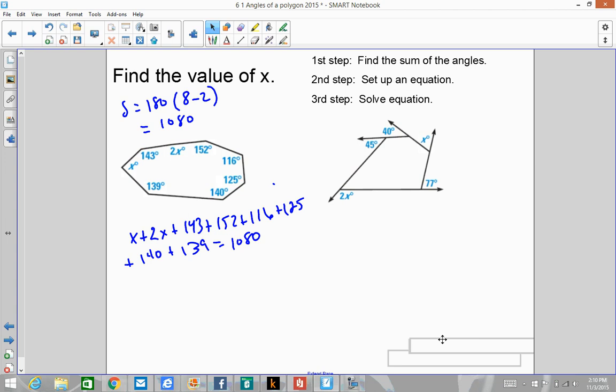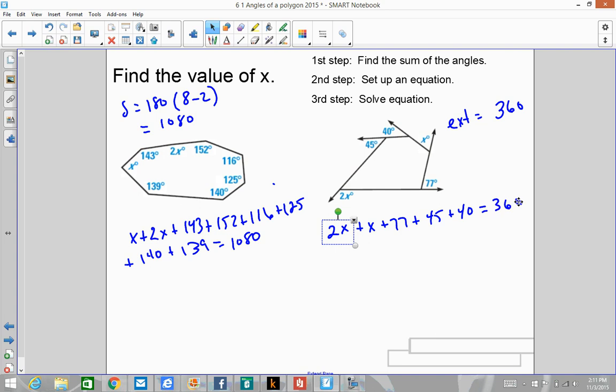Now, this one over here. Those were interior angles. What is the sum for the exterior angles of a polygon? Remember, the sum for the exterior is always 360. So that means I'm going to have 2x plus x plus 77 plus 45 plus 40 equals 360, and then I can solve for x.